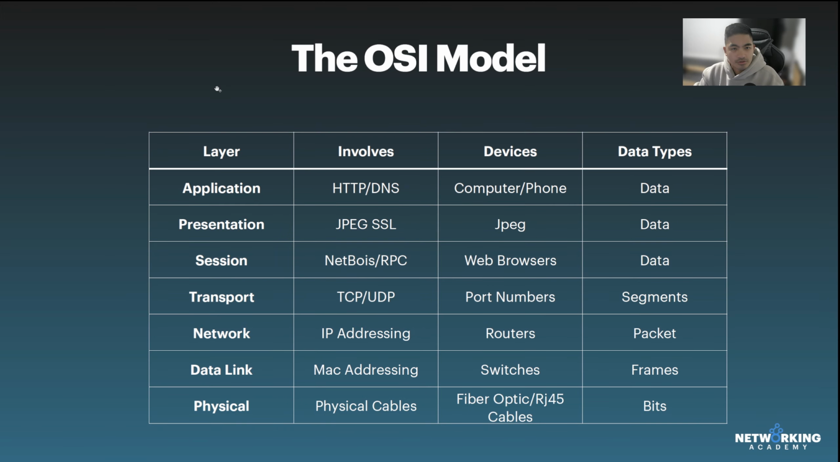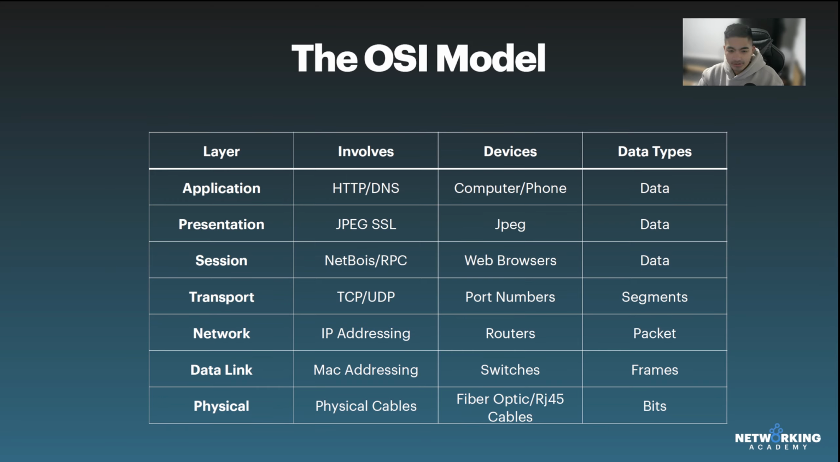So for the physical layer, this is where data is transmitted as raw bits, ones and zeros, across cables, fibers, or wireless signals. It deals with hardware signals and the physical connection itself. So without the physical layer, there is no internet, right?